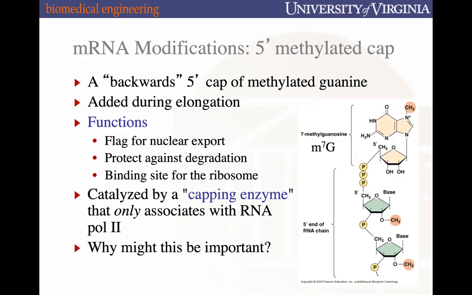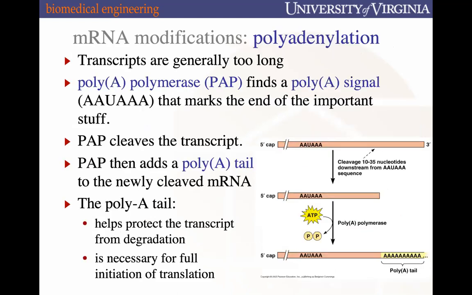And this 5' cap only associates with RNA polymerase II. And that's important because you only want this to happen with mRNA as opposed to ribosomal RNA or transfer RNA. So that's on the 5' end. We have this backwards 5' cap on the 5' end.